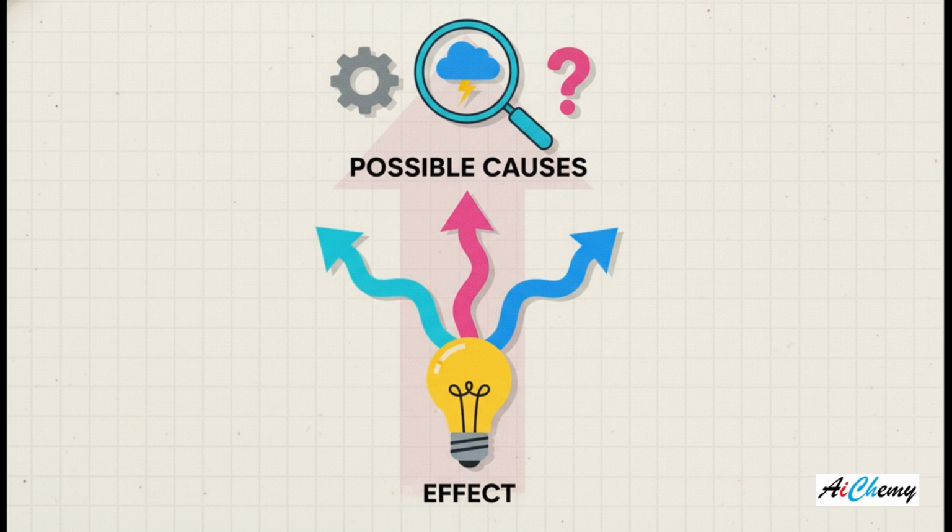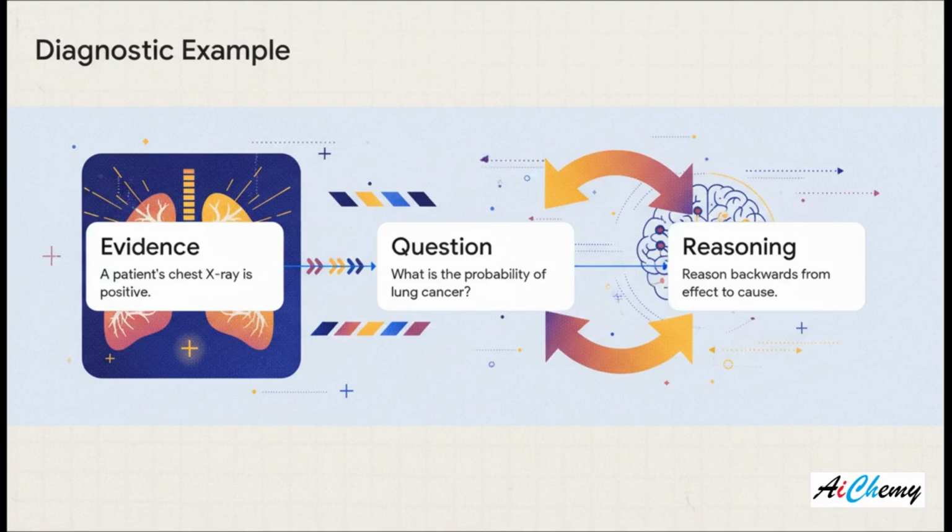Here, we observe an effect, and we try to work backwards to figure out the most likely cause. This is bottom-up logic. And this slide shows that exact situation. If we see a positive X-ray, that's our observed effect, we can reason backwards along the arrows to update our belief about the probability that lung cancer is the underlying cause.